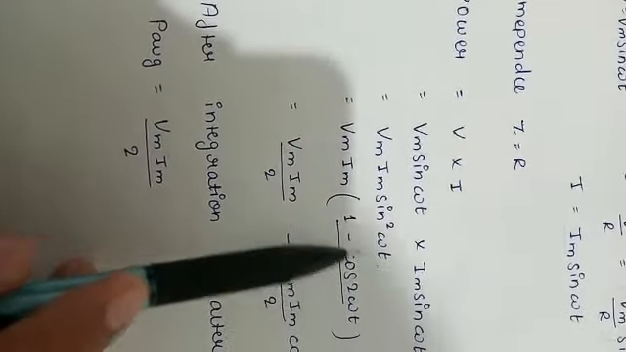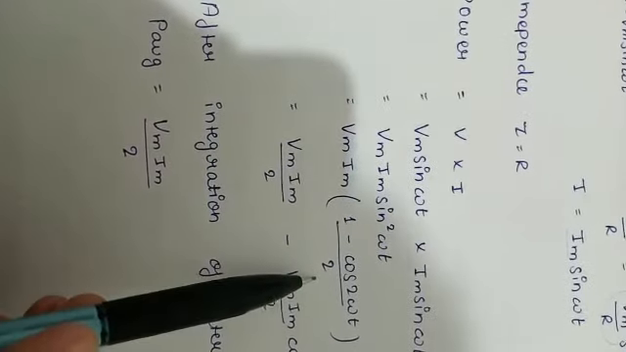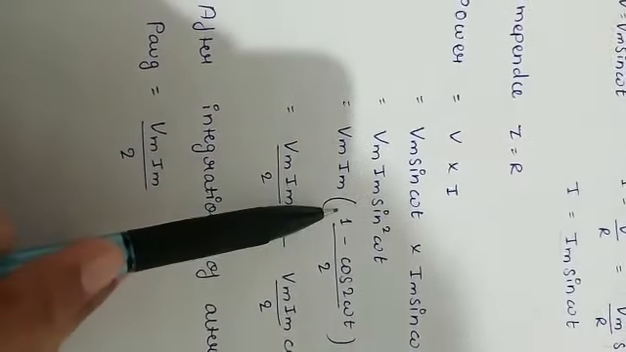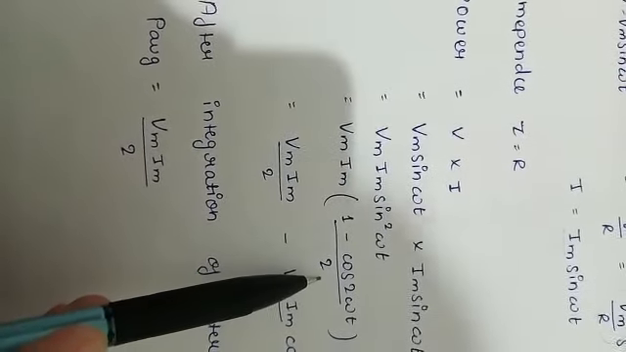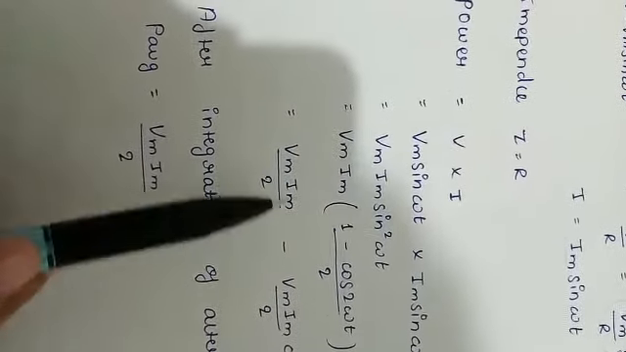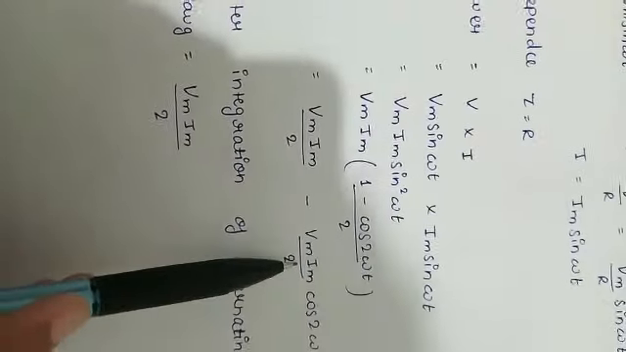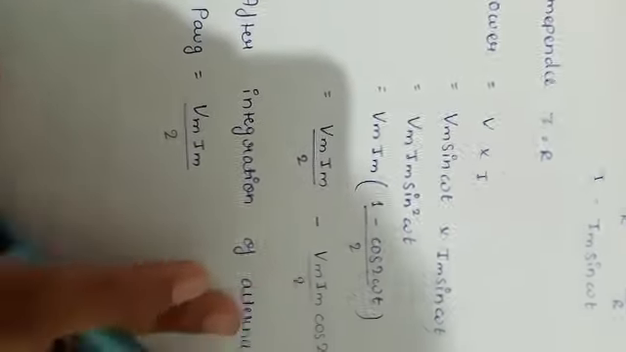Formula of sin square omega t is (1 minus cos 2 omega t) upon 2. So now it becomes Vm Im (1 minus cos 2 omega t) by 2. Now after multiplying this, we get Vm Im by 2 minus Vm Im by 2 cos 2 omega t.